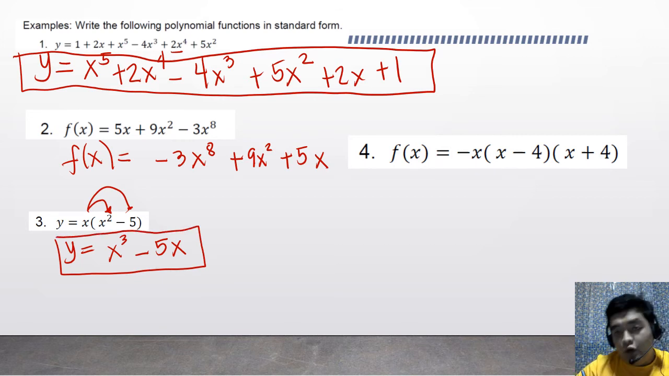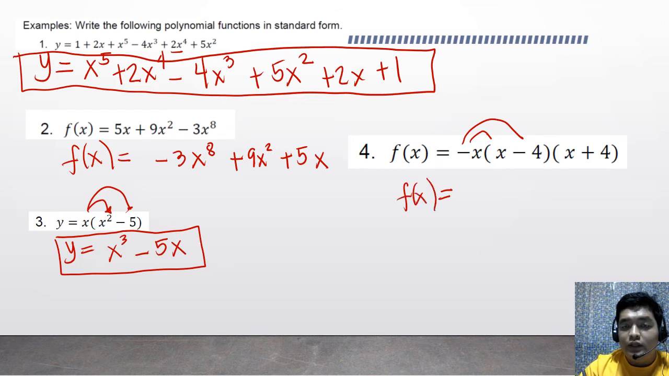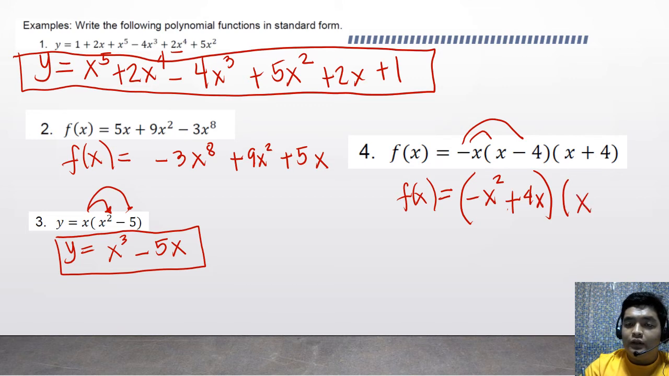How about number 4? So number 4, the same with number 3, you have to distribute. Then we have f of x. Negative x times x is negative x squared. Negative x times negative 4 is positive 4x. Okay, and then times, we have x plus 4. Then we'll just use the FOIL method, okay? FOIL.